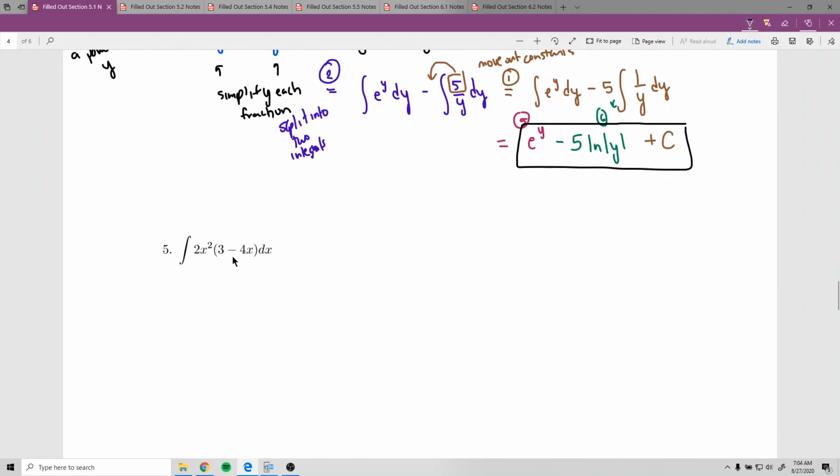All right, number 5 is one that's like when we learned derivative rules and we only learned the power rule, we did not have the product rule. We acknowledged that you can still do the derivative. Same thing with integration. Okay, so we want to integrate 2x squared times 3 minus 4x. And once again, we do not have a product rule. We don't learn a product rule for integration. So what do we need to do to the inside to be able to integrate it? Well, we need to distribute.